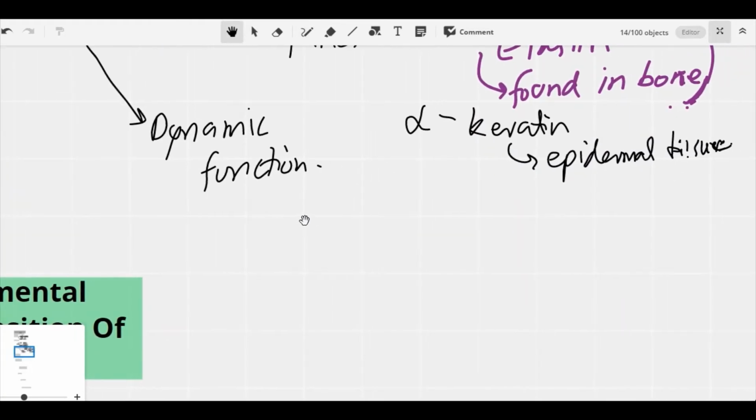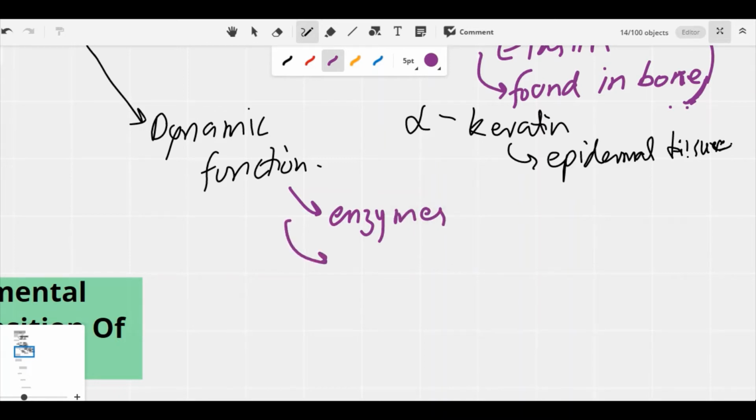Now the next one is the dynamic function of the protein. The dynamic function of the protein is very diverse in nature. As you know, enzymes are the biological catalysts that help speed up chemical reactions. All the enzymes are made up of proteins. So in the case of dynamic function, proteins help in the formation of enzymes.